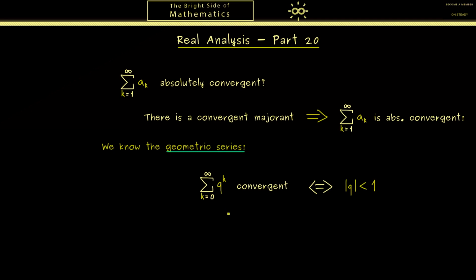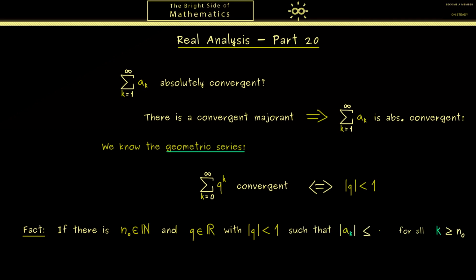Okay, now here we will apply the comparison test by using the geometric series. And let's put all of this into a proposition. So if we find an index n0 and a number q which is in the absolute value less than 1, and with the property that the absolute value of a_k is less than q to the power k, for all k greater or equal than n0, then the series a_k is absolutely convergent. This is simply the majorant criterion from the last video. And we just use the convergent geometric series for the majorant.